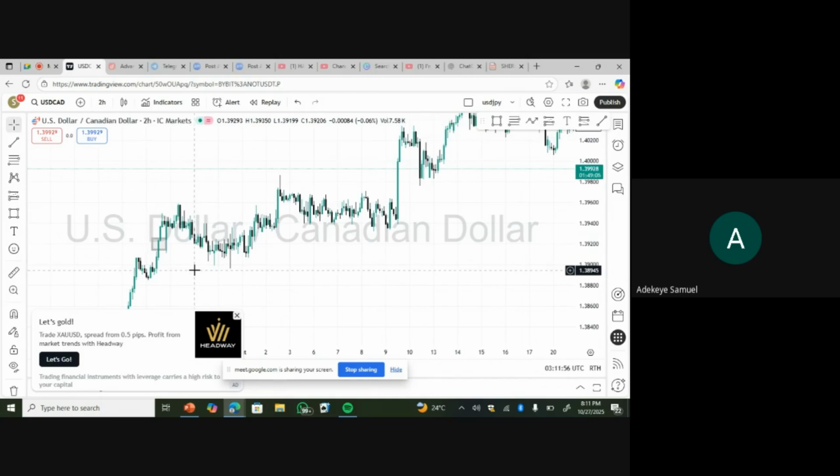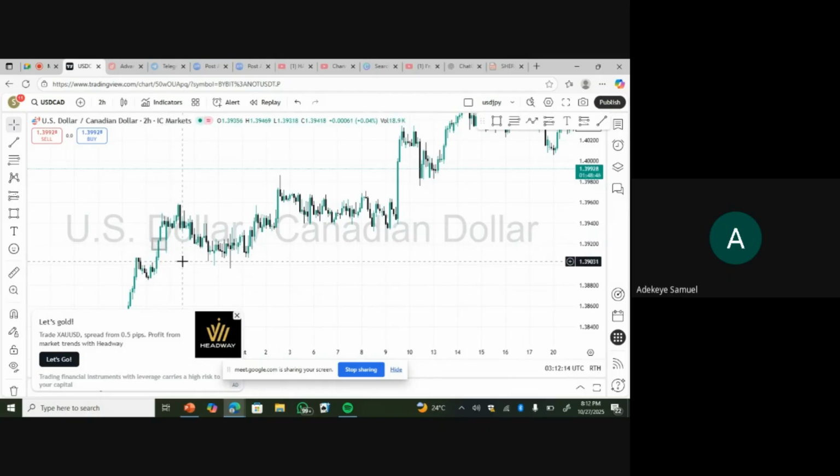Now, this first one, you can see it has what we call upper shadow and lower shadow, right? This is the second body, right? This is the third candle. Now, this third candle has a small wick, which is the small lower shadow.